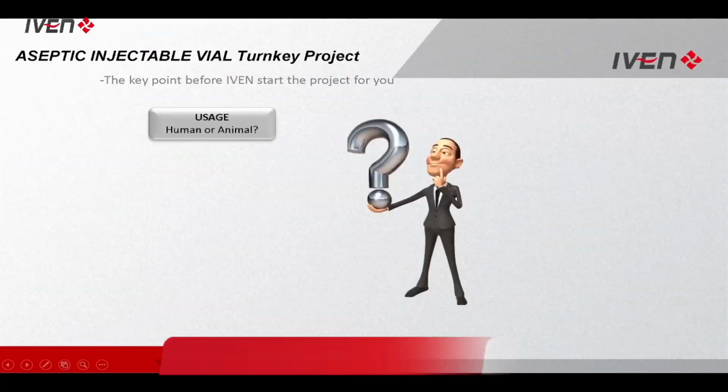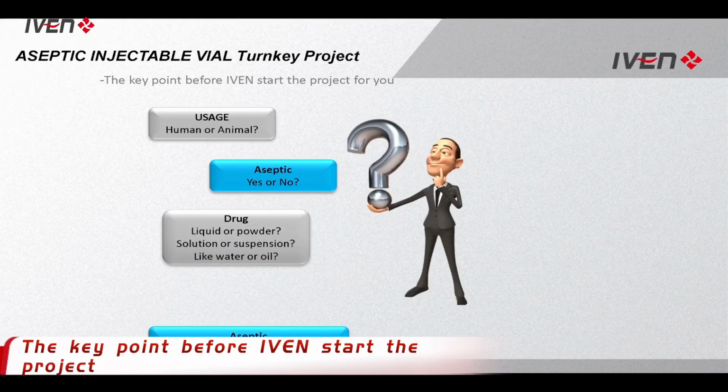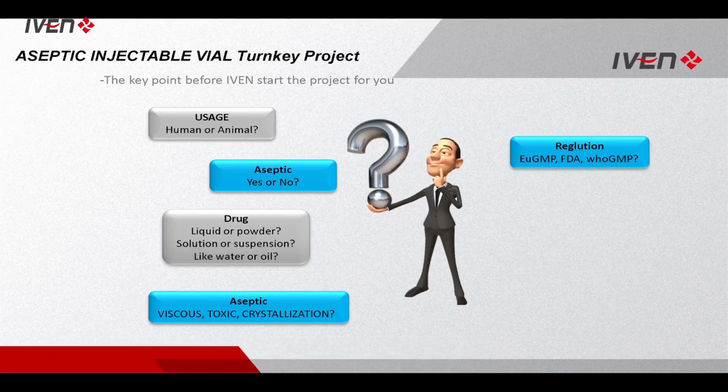We also need your confirmation on some points, like whether the use is for human or for animal, and what regulation you accept, like EU GMP, FDA, or WHO GMP. And also the character of the drug, like whether it is oil type or water. We also need your confirmation if some products may be very sensitive and toxic.